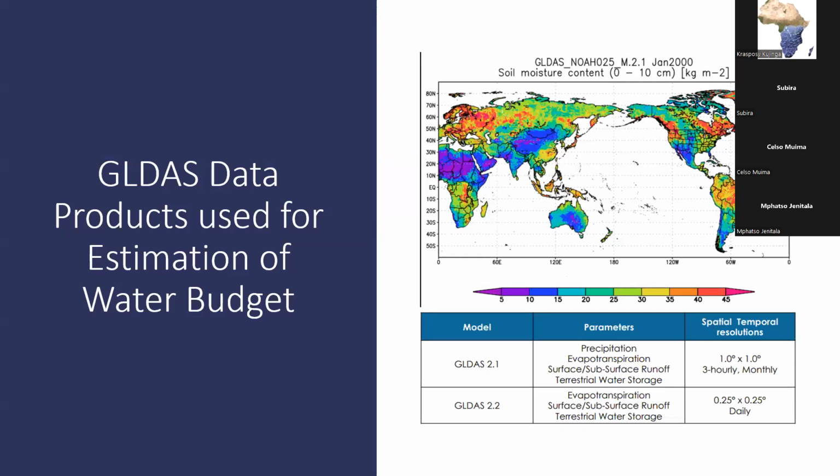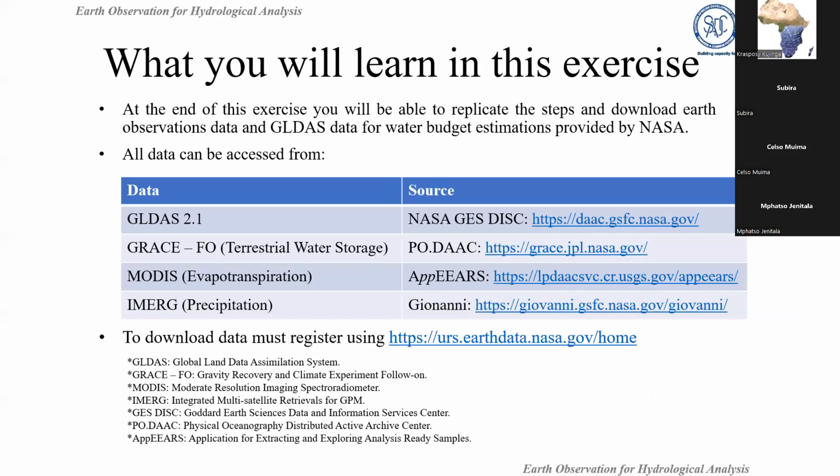So this is just an example, this is soil moisture. It covers everywhere, and Africa is well covered. Next, this is the soil moisture product.